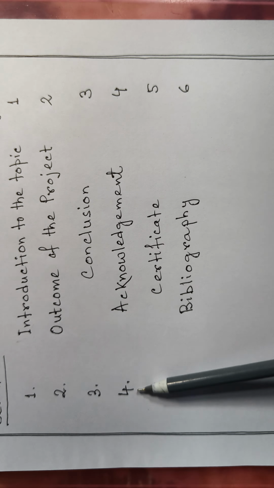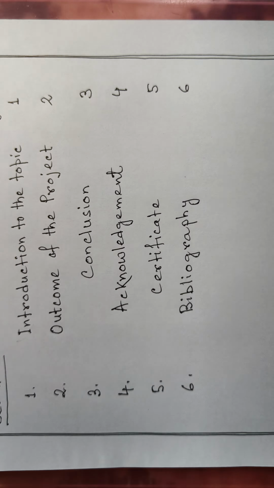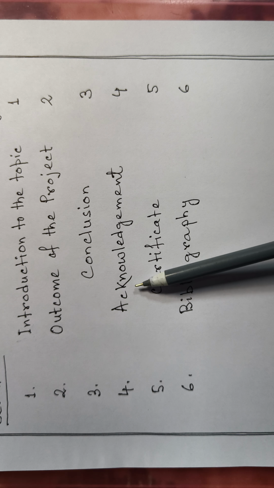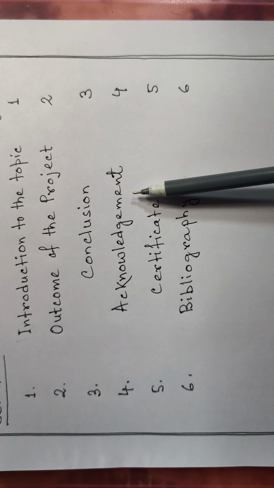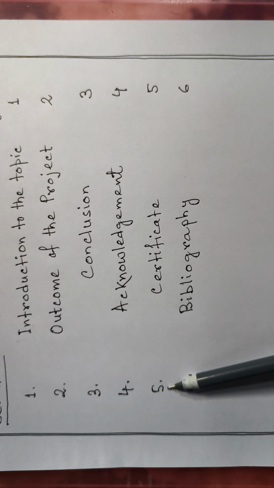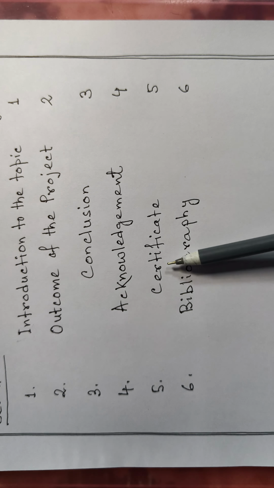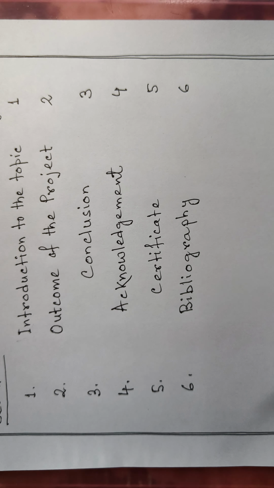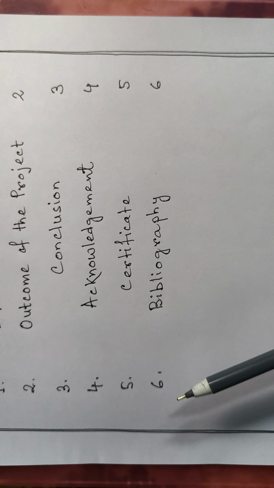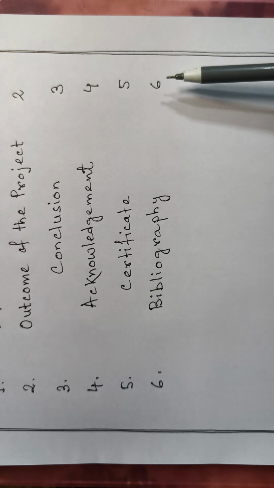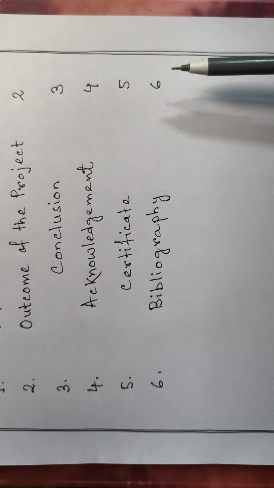Next, serial number 4, items acknowledgement, page number 4. Then serial number 5, item certificate, page number 5. And the last one, serial number 6, bibliography, page number 6.